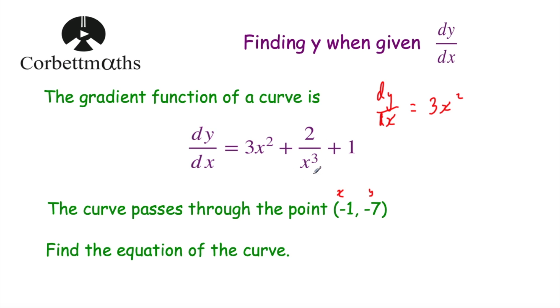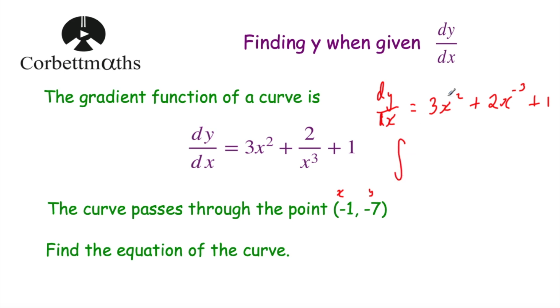But if you've got an x term on the denominator like this, you can just bring it up and give it a negative power. So it's going to be plus 2, and then x to the power of -3. So we just changed that power from being positive to negative. And then we've got plus 1. So we've just rearranged the gradient function: dy by dx is equal to 3x squared plus 2x to the power of -3 plus 1. And now we can integrate this.